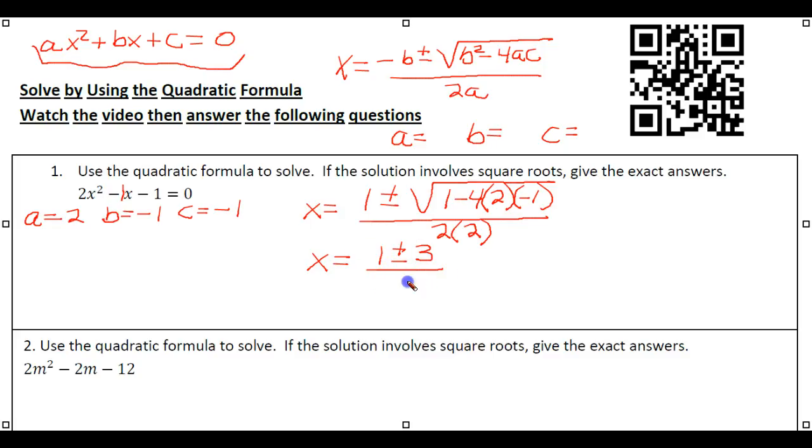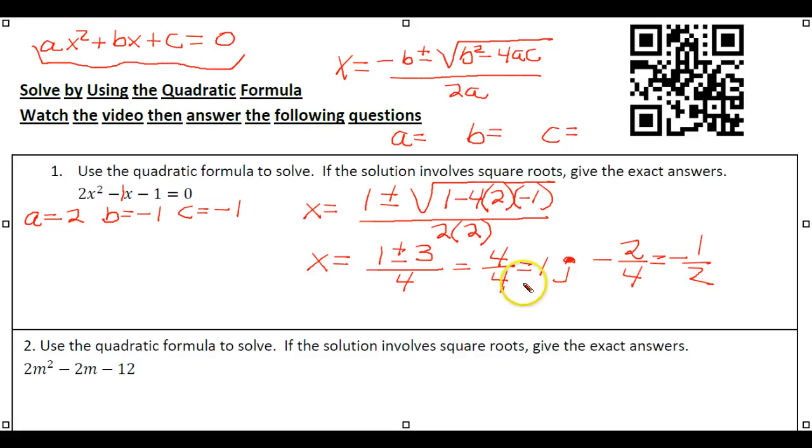And this will be over 4. A is 2. 2 times 2 is 4. So we then get 1 plus 3 is 4 over 4, and that is equal to 1. This is a semicolon here. And then 1 minus 3 is a -2 over 4, which equals a -1/2. So our solutions for this are 1 and a negative 1/2.